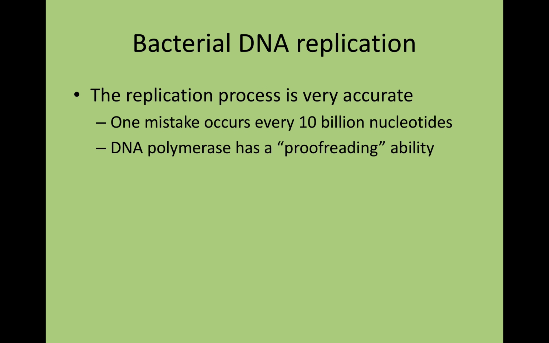If you remember back, E. coli has about 4.6 million base pairs. So roughly, we'll say 10 million nucleotides would need to be replicated in a given round of cell division. So in one round of replication, a mutation is not likely. A mistake is not likely.